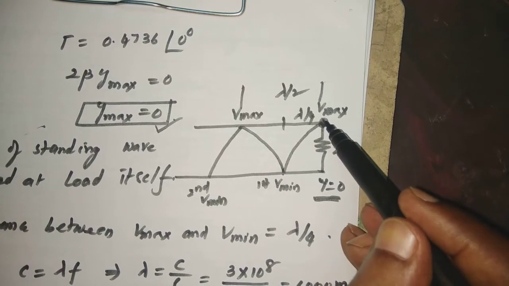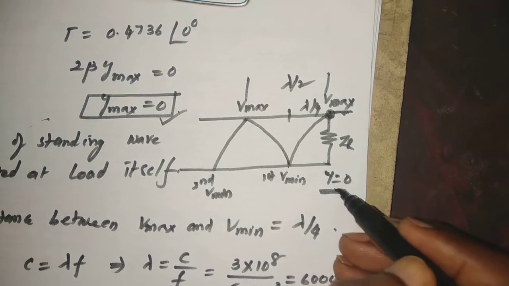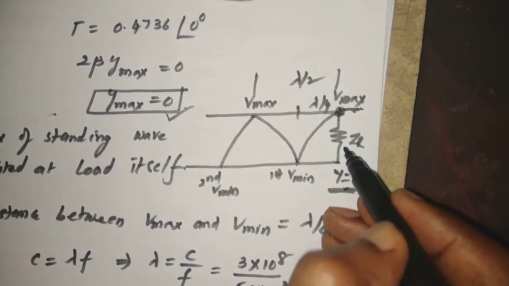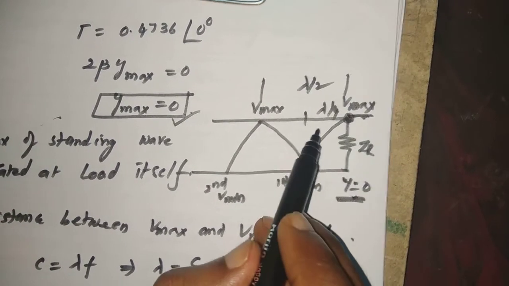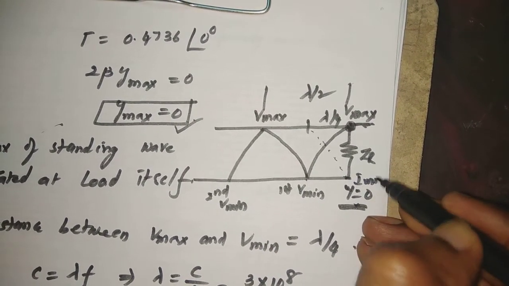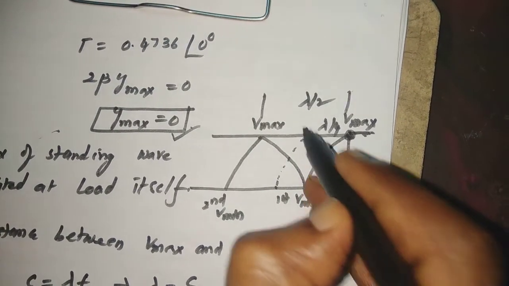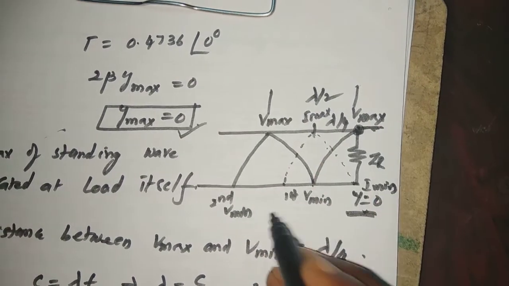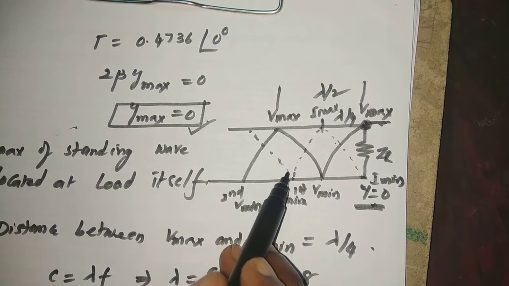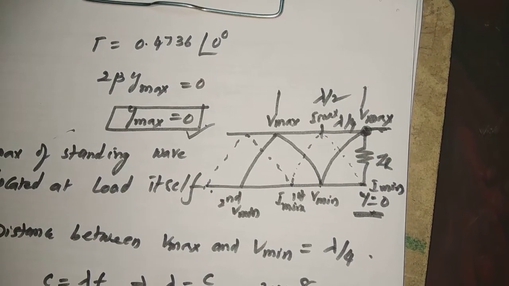From the diagram, we get the first V maxima, the voltage maxima, at y equals 0. Similarly, at y equals 0, in the opposite of this voltage, we get the current waveform. This is represented with a dotted line, where we get I minima at y equals 0, and this is I max, this is the second I minima, and again this is I max. So this is the waveform for current.